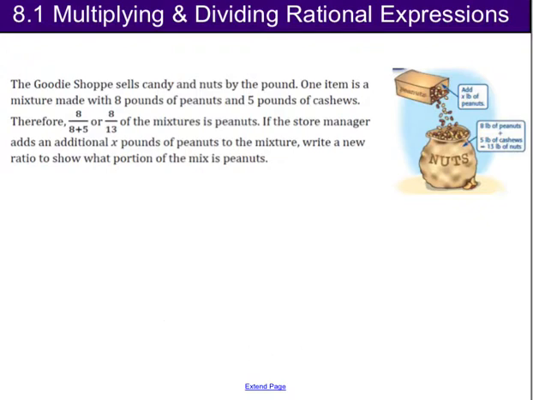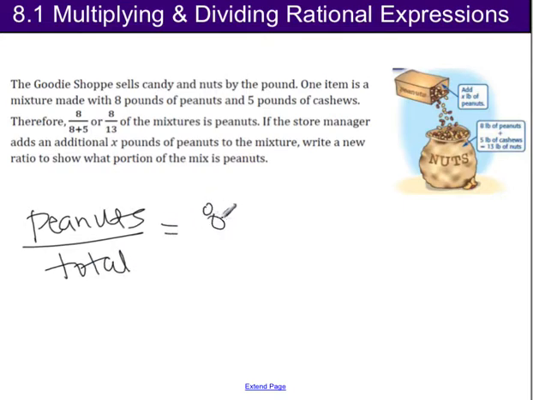So the first thing that we're going to do is say, when we're looking at this, we know that we have peanuts over the total. So my pounds of peanuts right now are 8, over my total mixture pounds, which is 13. And we are going to add X pounds of peanuts. Well, if I have peanuts in my numerator, I need to add X to my numerator. And if I add X peanuts, I'm also going to add that to the total mixture, so plus X. So our new ratio would be 8 plus X over 13 plus X.